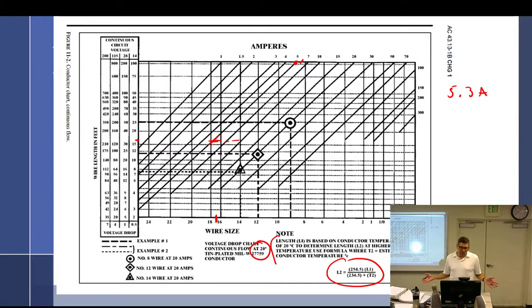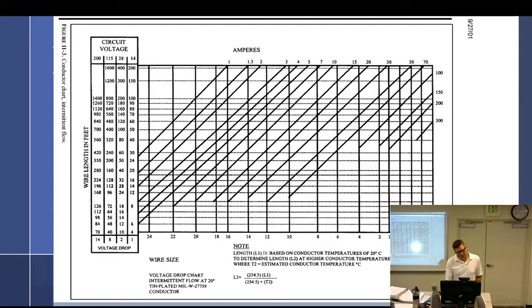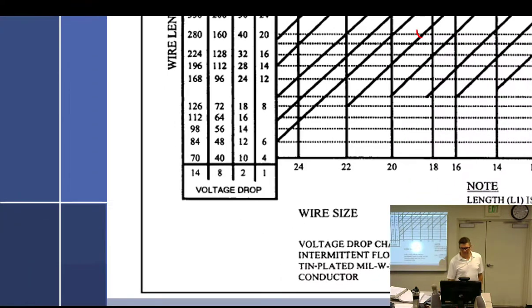So we know how to select wire, and I just did the continuous. Do I have the intermittent? Here's intermittent. It's a same-looking chart, right? They just move things over a little bit. So if I asked you, what is the maximum voltage drop for a 14 volt system for an intermittent load, how many volts would that be? 1. So right there. You don't have to remember. It's right there. Just have to remember where to find it.